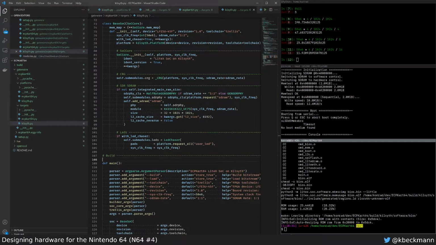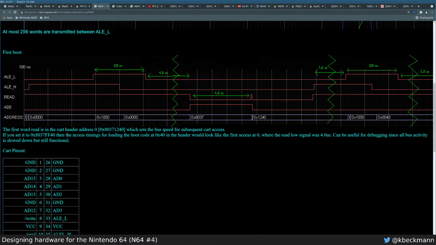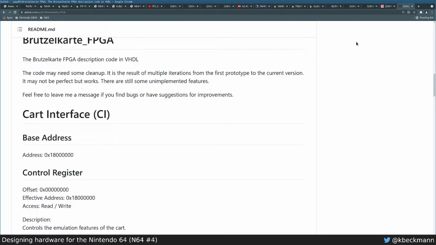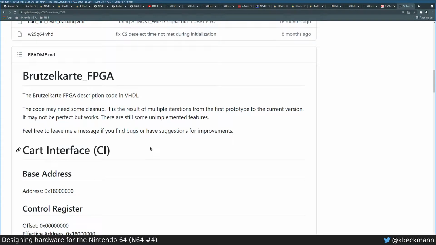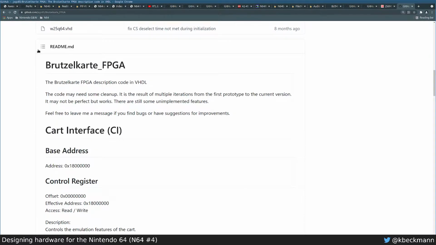But I think I should look at the FPGA implementation of this project, the Butzelkarte, because it shows me stuff about the bus. Maybe there are some signals that I need to pull high or low. I think there's an interrupt pin that should be high, and stuff like that. So I guess we can look at that. Let me just prepare.